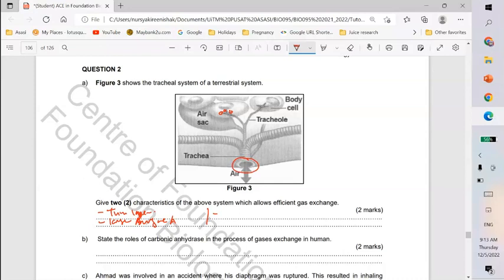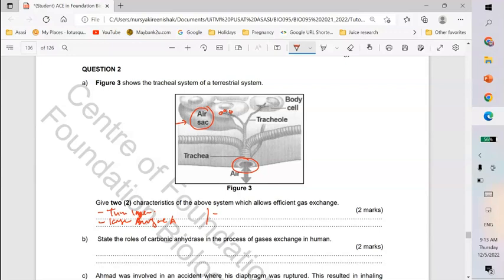Okay, so the insect will have numerous spiracles so that the air can enter into the body of the insects, numerous spiracles to allow air to diffuse in. And then what else can you mention? This is not in your notes, but if you see, this is the air sac. Insect also have air sac.